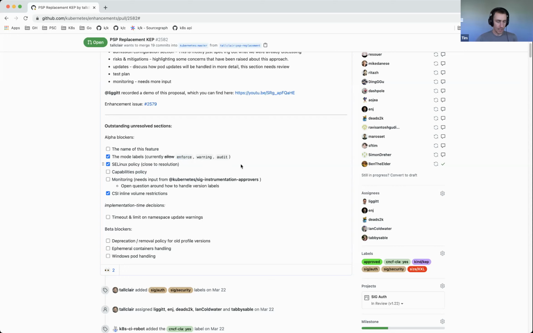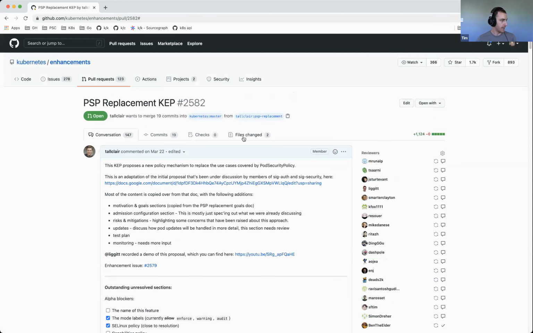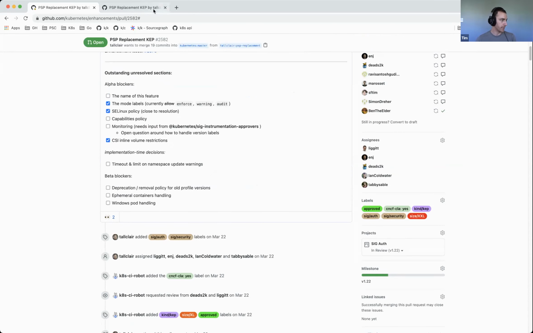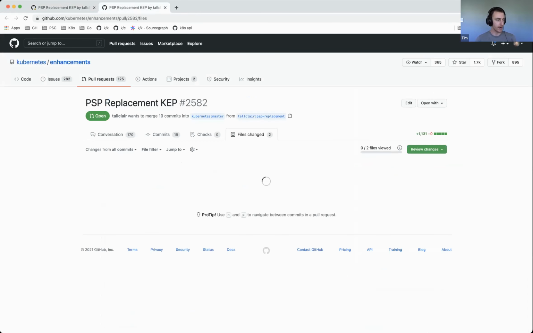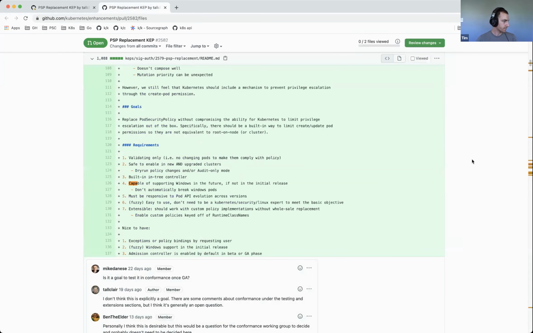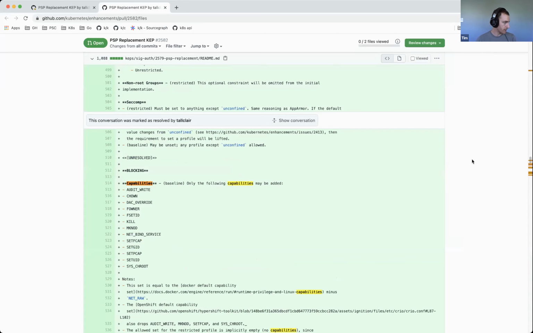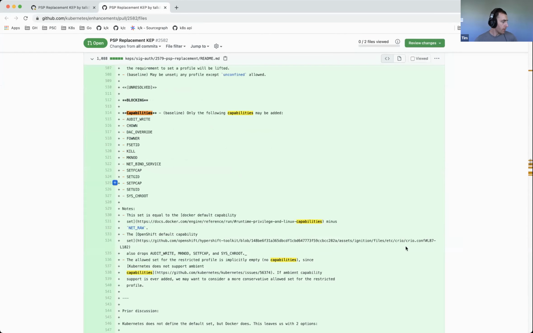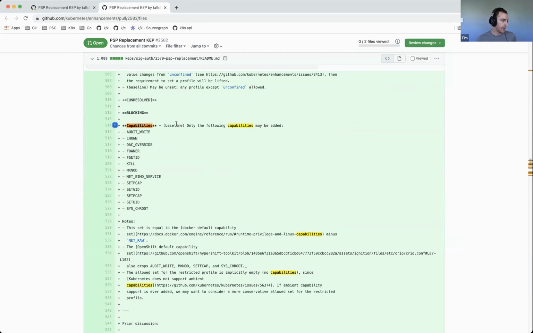So on capabilities, I did add an agenda item to SIG-Node yesterday and raise the current proposal for capabilities there. And generally, there wasn't any pushback. I think folks were okay with that. Let me just pull up that current proposal. Yeah, what we're proposing is for baseline to allow all capabilities in the Docker default set to be added except for CapNet raw.